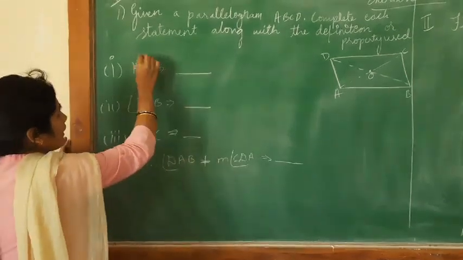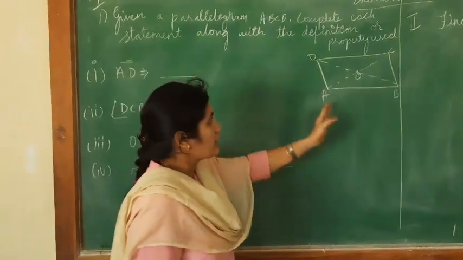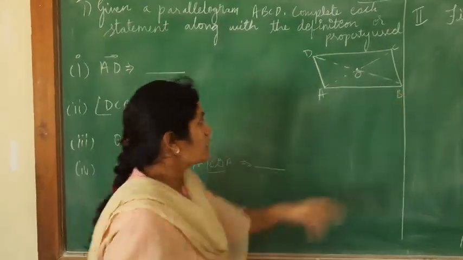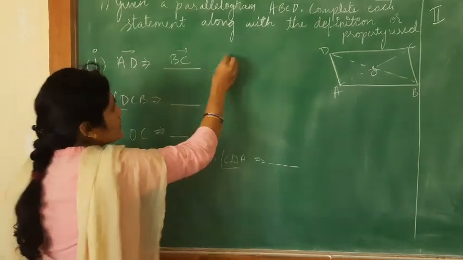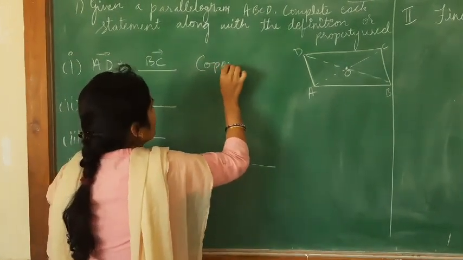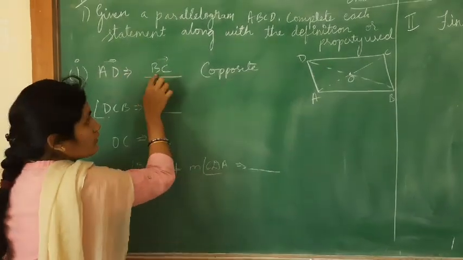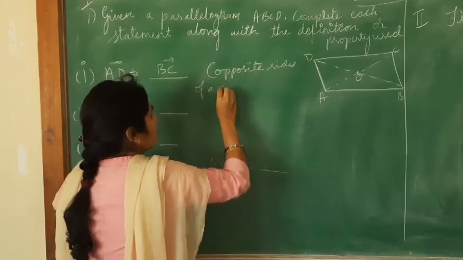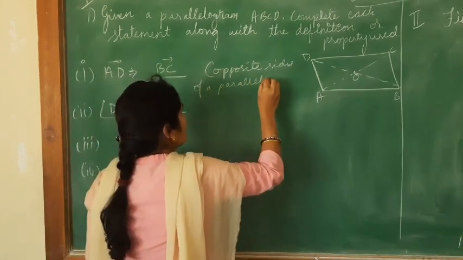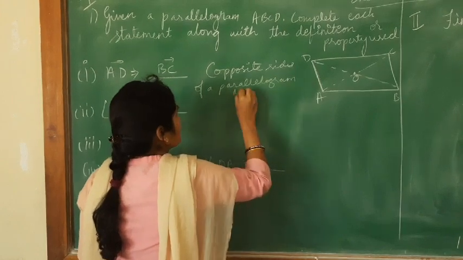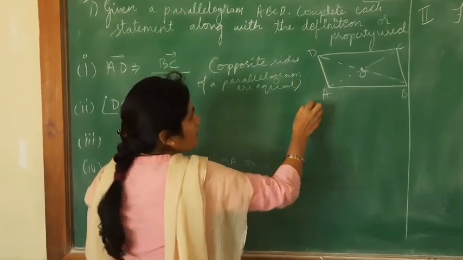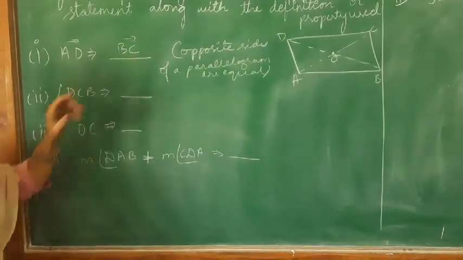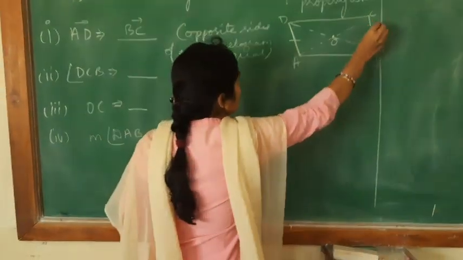First, AD is given. AD is a line segment, that is a side of a parallelogram, where it is equal to BC. AD is equal to BC, the opposite side of a parallelogram. AD is equal to BC because opposite sides of a parallelogram are equal. So AB is also equal to CD, but here only AD is asked, so AD is equal to BC.